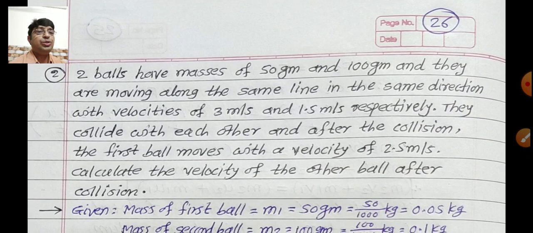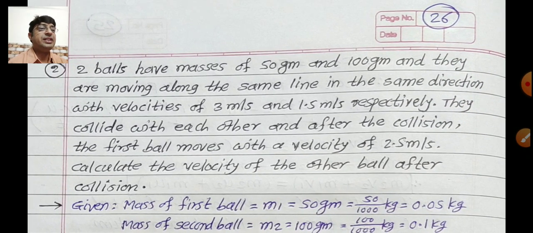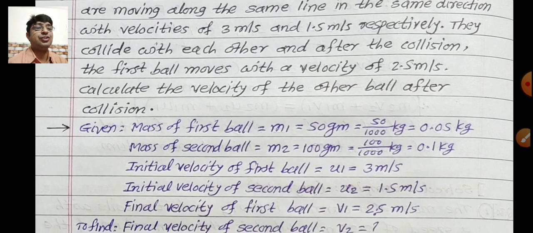Question is given: two balls have masses of 50 gram and 100 gram, and they are moving along the same line in the same direction with velocities of 3 meter per second and 1.5 meter per second respectively. They collide with each other and after the collision, the first ball moves with a velocity of 2.5 meter per second, that is the final velocity of the first ball. Calculate the velocity of the second ball after collision.